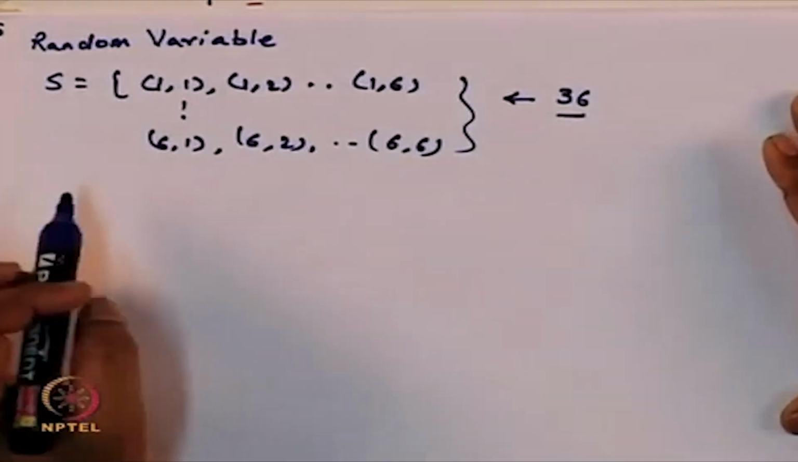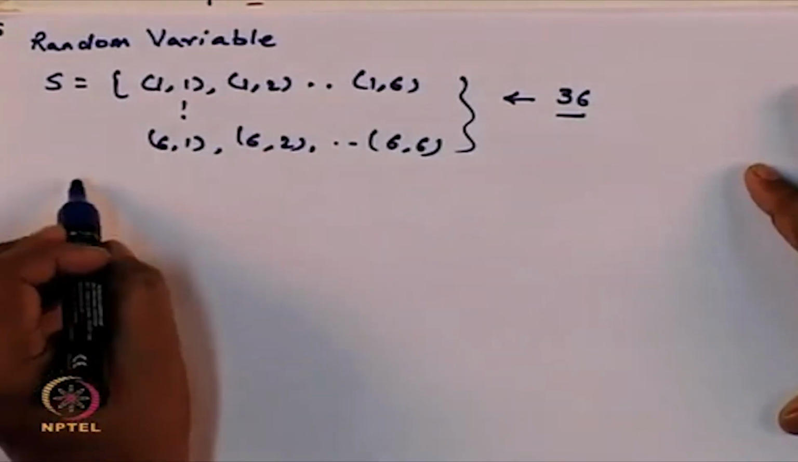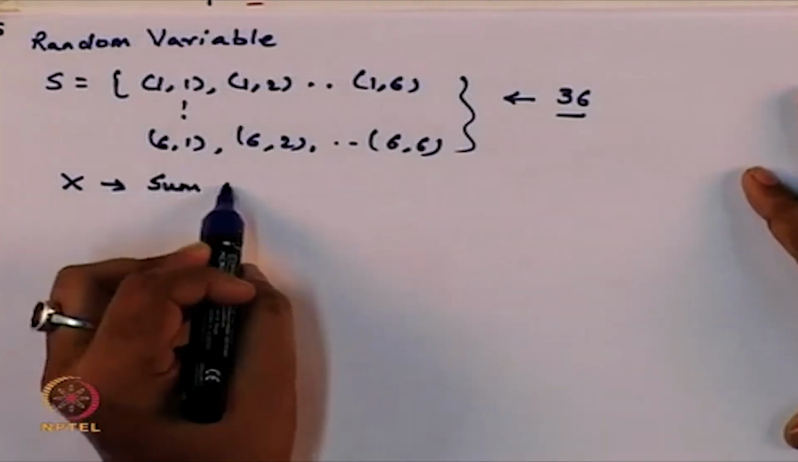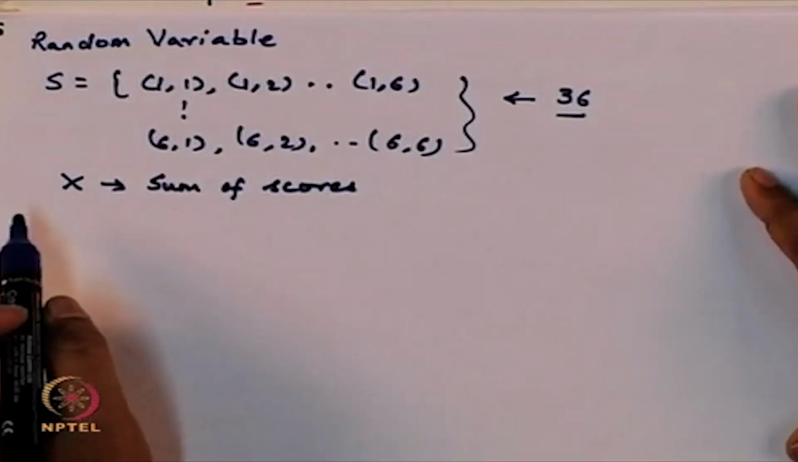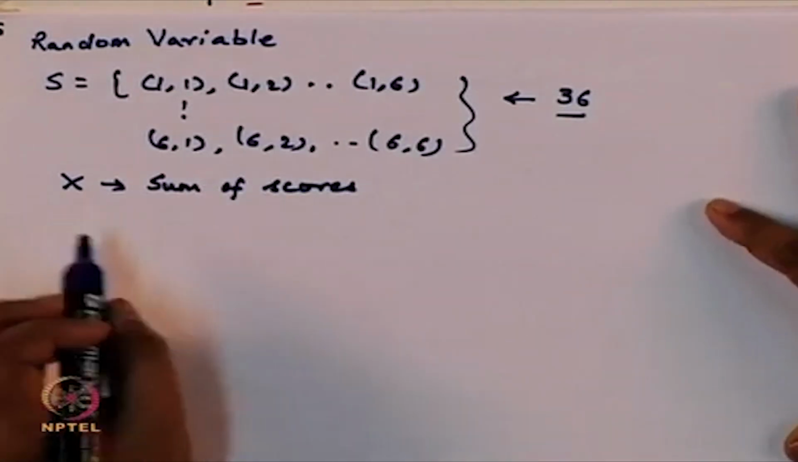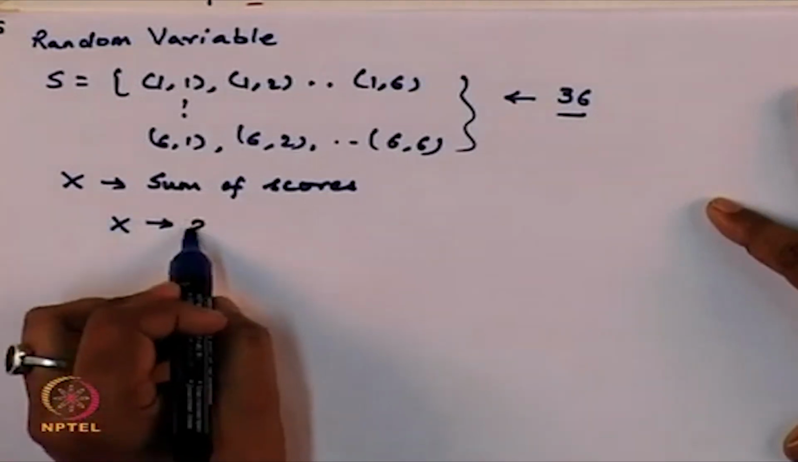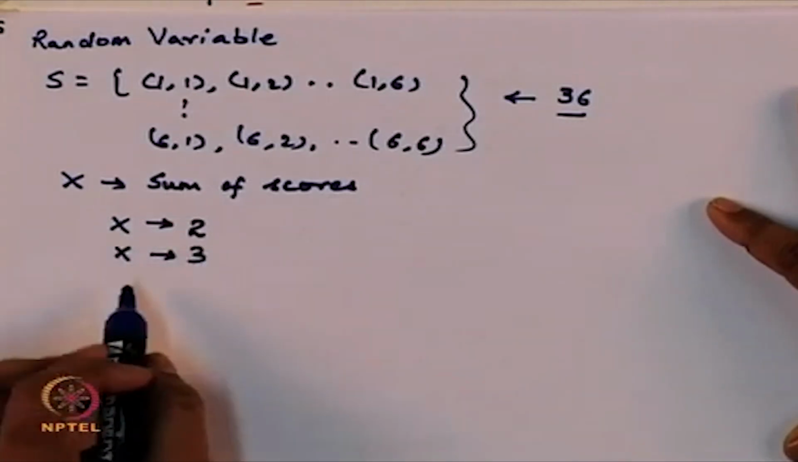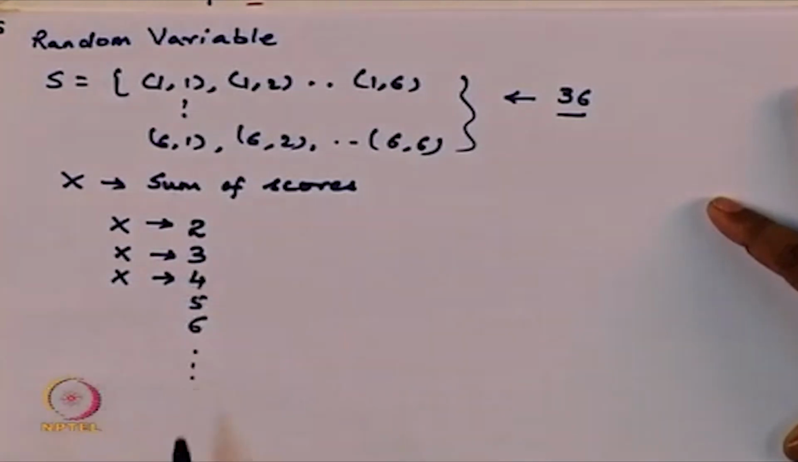Okay. But instead of being interested in just this combination alone, let us say I can decide a variable x which is the sum of scores. If that was possible, then what are the values of x which are possible? X can be equal to, minimum value is 2. I can have 3, 4, 5, 6, up to the maximum value of 12.